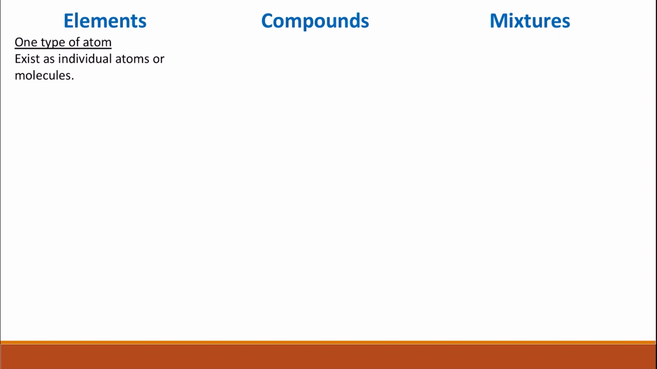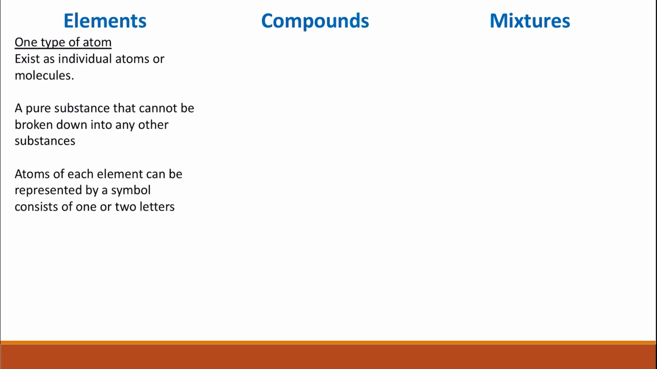So, some elements exist as one atom or individual atom, something like iron, like sodium, and other elements exist as molecules, mostly diatomic molecules, meaning it's a molecule of two atoms of the same type. As long as the two atoms are of the same type, it's going to be an element, not a compound. So elements in general are pure substances that cannot be broken down into any other substance because they only exist as one type of atom and cannot be separated.